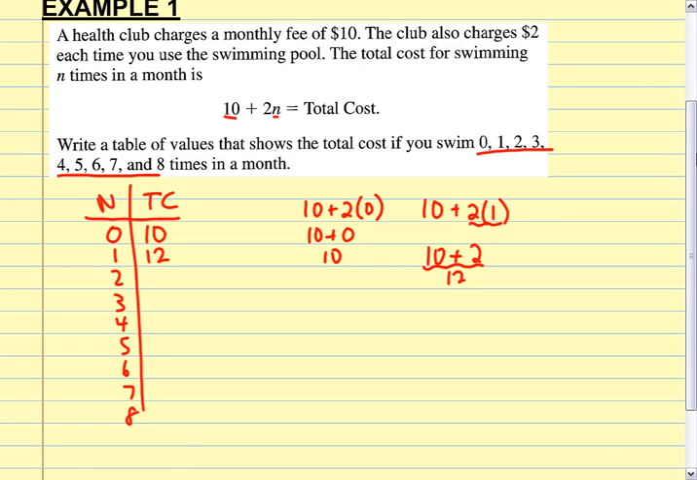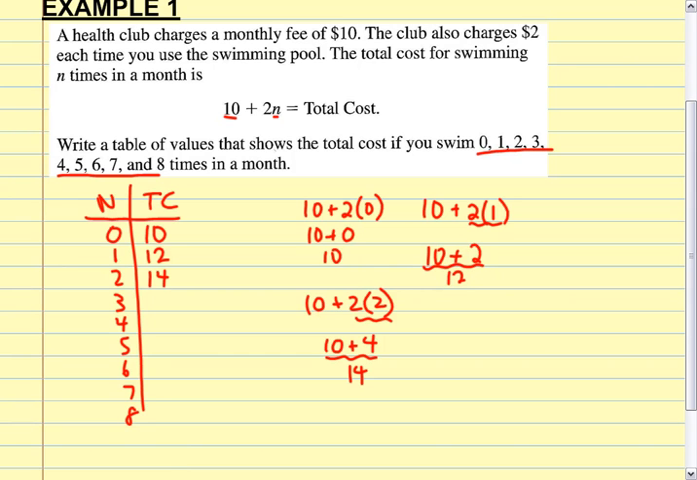Zachary, let's say that I go 2 times. What do I do first? Do the multiplication. And what does that give me? It gives you 10 plus 4. Excellent. And what's 10 plus 4? 14. Fantastic. So if I go swimming 2 times, it costs me $14 that month.